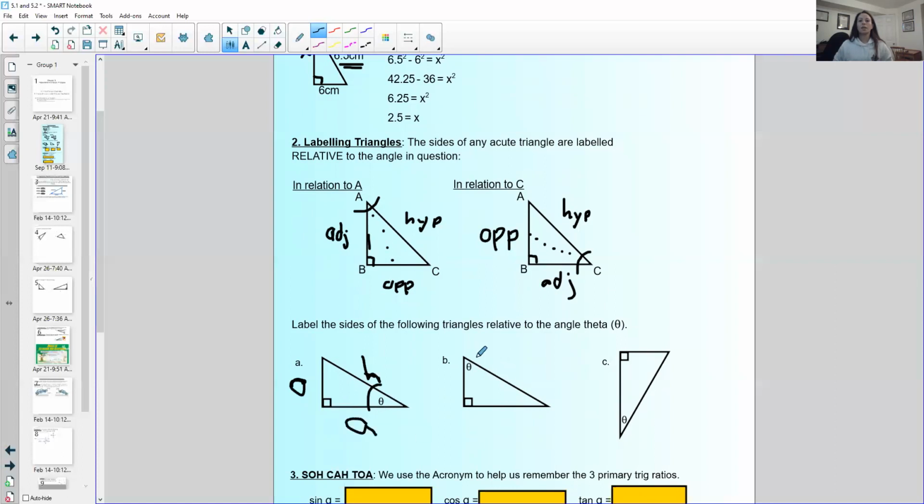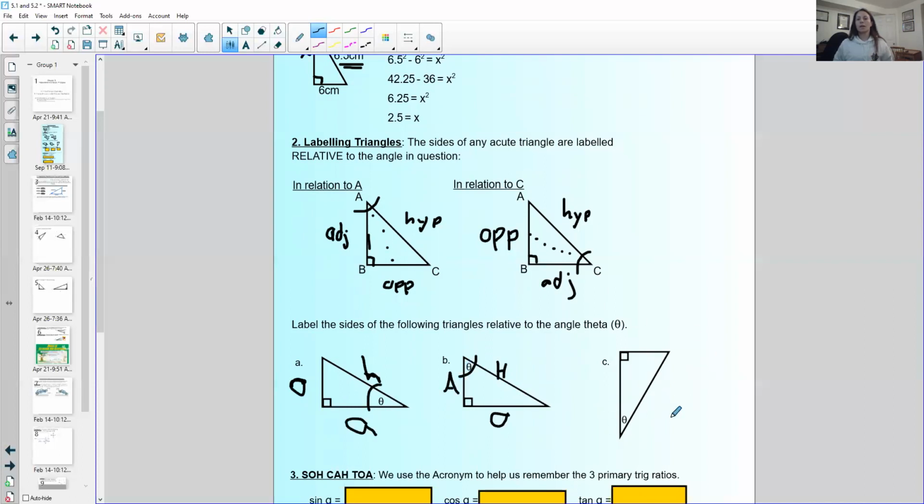If I'm looking at example B, there's the angle theta that I am looking at. Find your hypotenuse first, H for hypotenuse. I'll try and use capital letters here. This is across, or opposite. And this is adjacent, because it is beside.